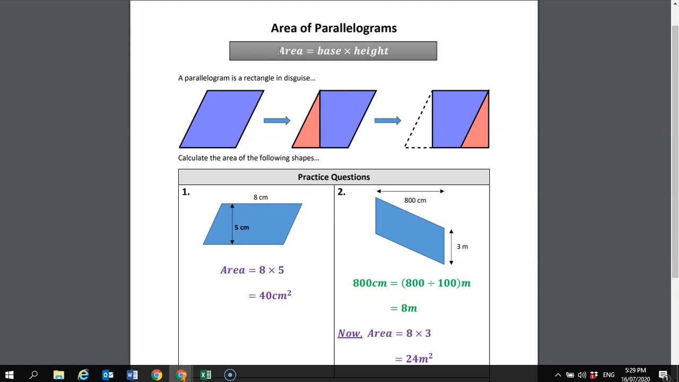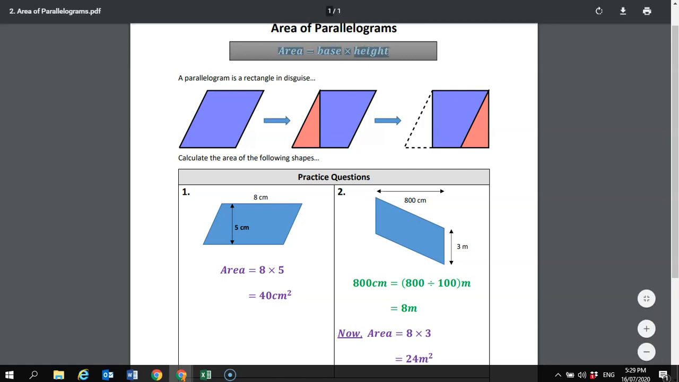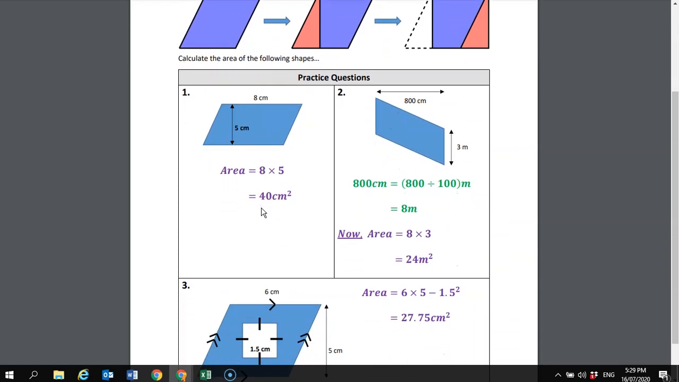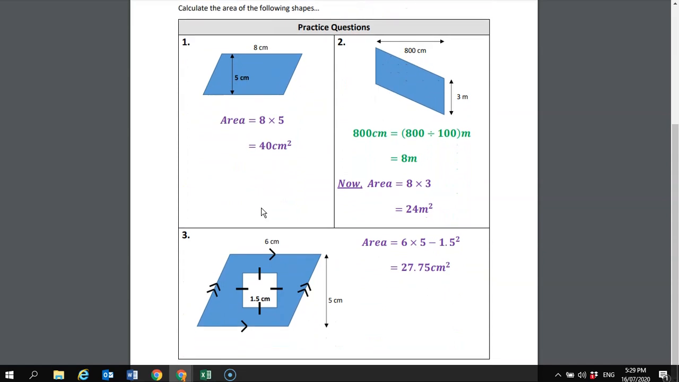Now that is why the formula for the area of a parallelogram is basically the same thing as the formula for the area of a rectangle, except we don't say length times width, we say base times height, okay? And it's really, really easy. So we're going to jump straight into some practice questions, all right?